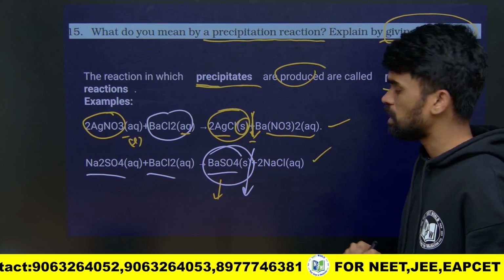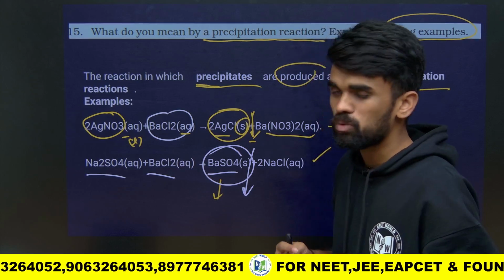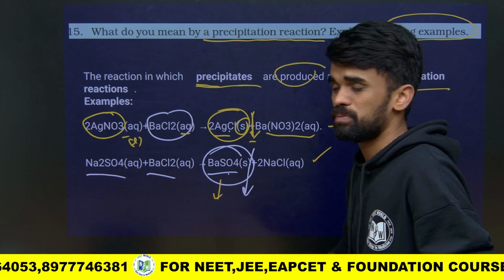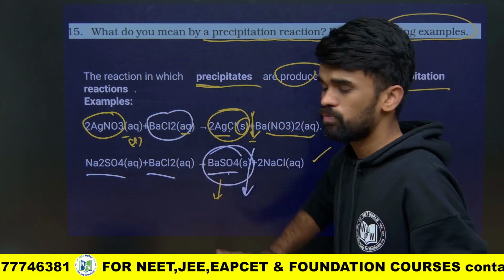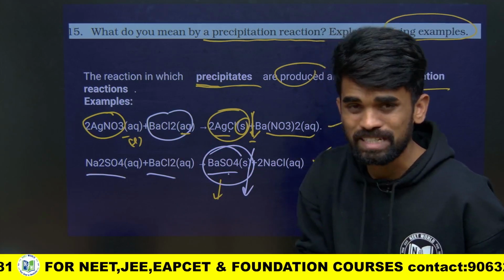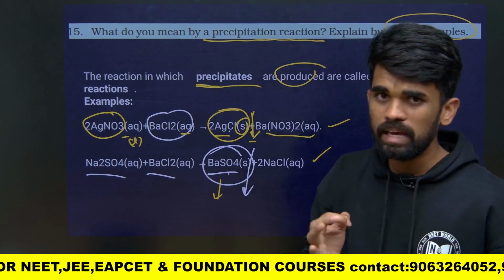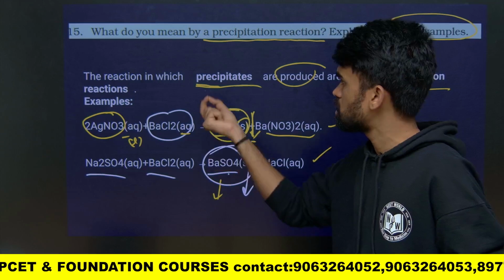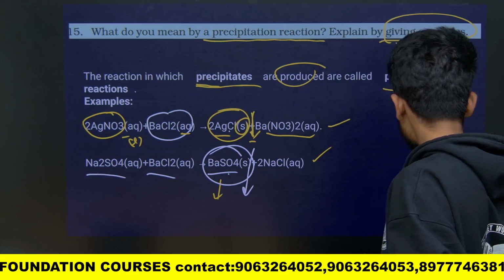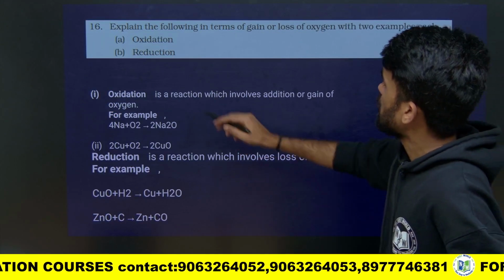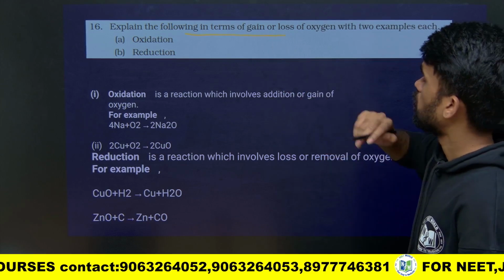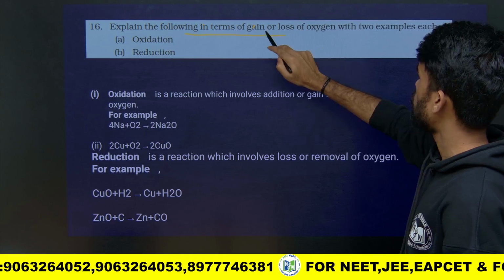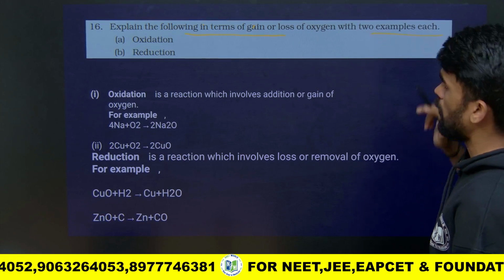Along with that, silver chloride and sodium chloride solution in aqueous form is formed here. So those are what precipitates during the reaction. Therefore these two reactions are considered precipitation reactions. In any chemical reaction, if a solid mass, the precipitate, is forming, we can consider them precipitation reactions. And explain the following terms in terms of gain of electron, gain of oxygen and loss of oxygen with two examples each.